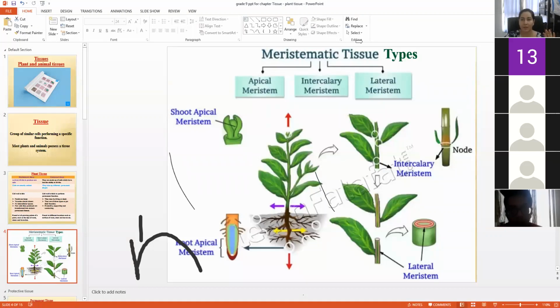Okay. Now children, please don't doodle on the slide. It's distracting me. Please, whoever is doing it, it is a request. Please don't do it. Right?